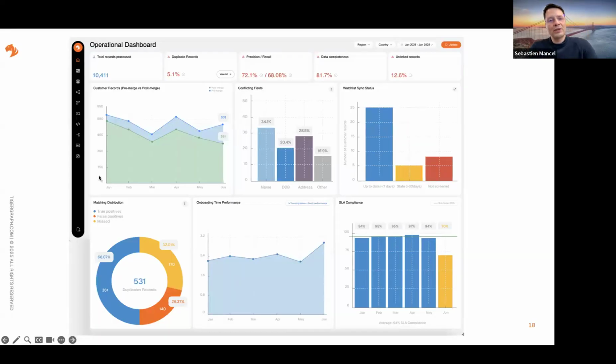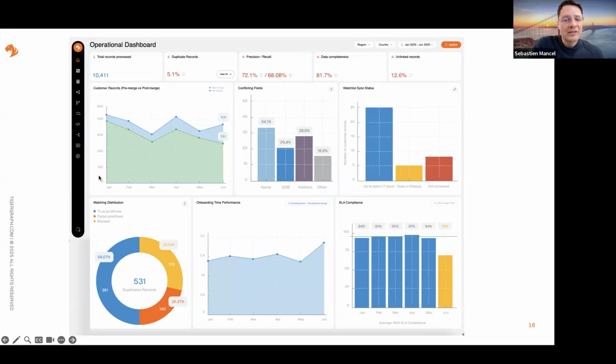Okay, so here we start with an operational dashboard that shows customer records being processed. From the get-go, we see that all of the key metrics at the top are in red, and the root cause becomes clear. 5% of customer records are duplicates. Now, 5% doesn't sound major, right? But that duplication rate creates a massive downstream impact.